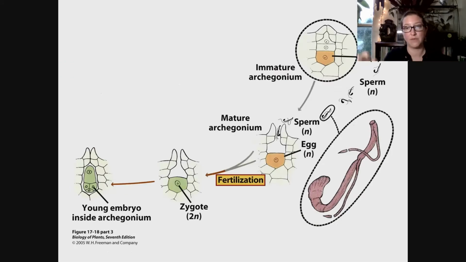So sperm and egg have come together here, right? I'll do this golden. So here's your egg and here's your sperm coming to join her. And when that happens via fertilization, you get your 2N zygote: haploid egg, haploid sperm, 2N zygote. The beginning of the sporophyte plant, notice the color change. The zygote's going to grow into that young embryo.